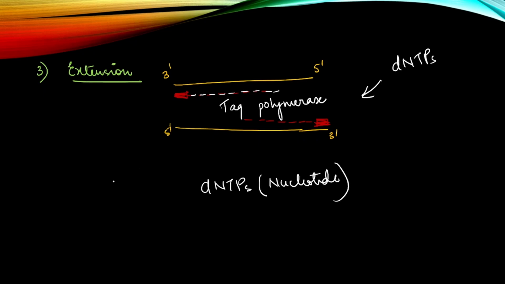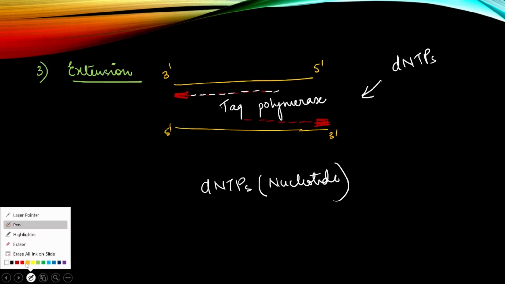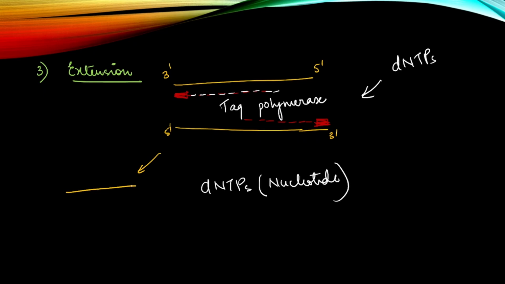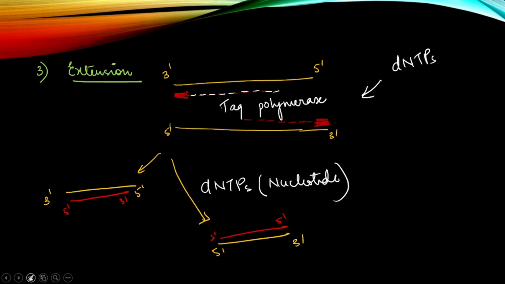So from now, what will we get? We'll get 2 strands. Let me show you here: 3 prime to 5 prime, and 5 prime to 3 prime. How many strands will we be getting? 2 strands. One is like this, 5 prime, 3 prime, and again 3 prime, 5 prime. So after one cycle, how many did you get? 2 strands.